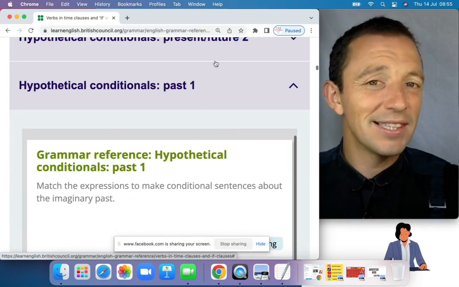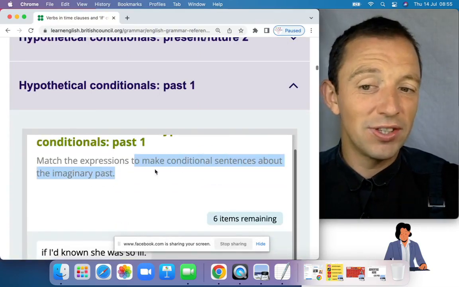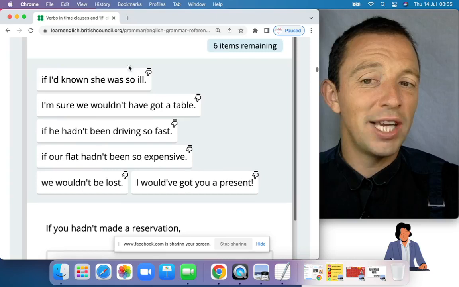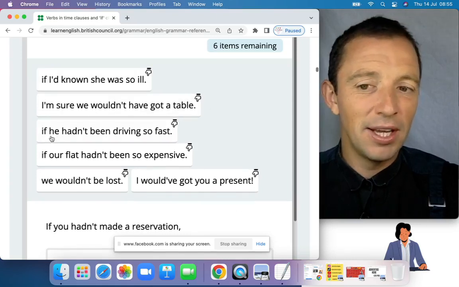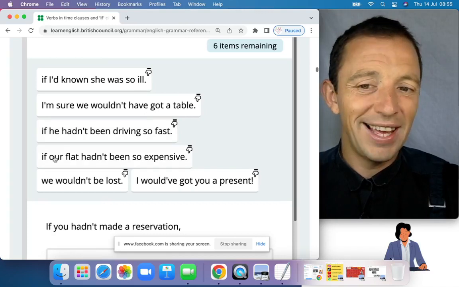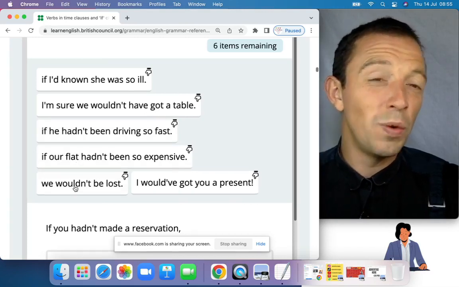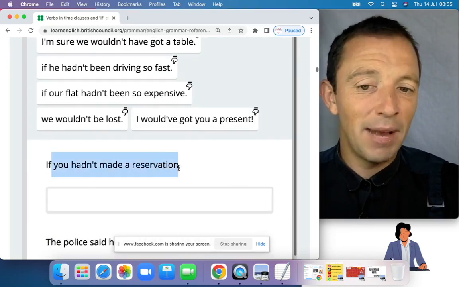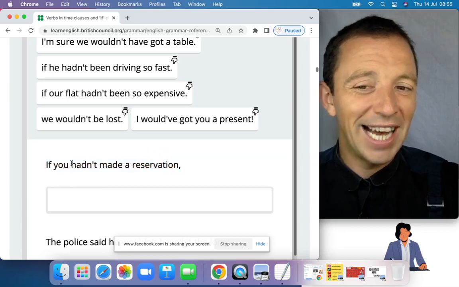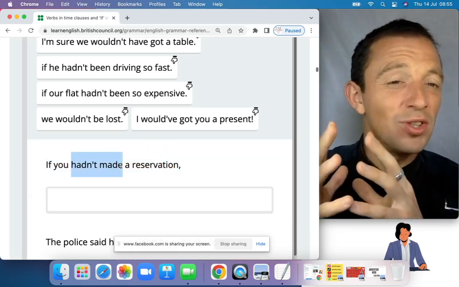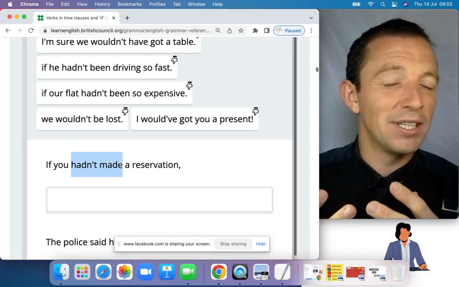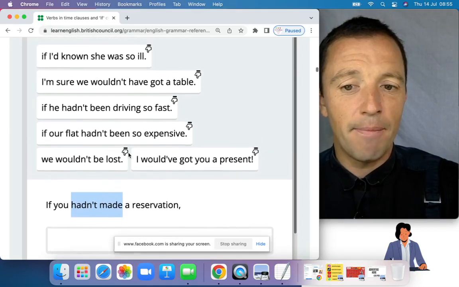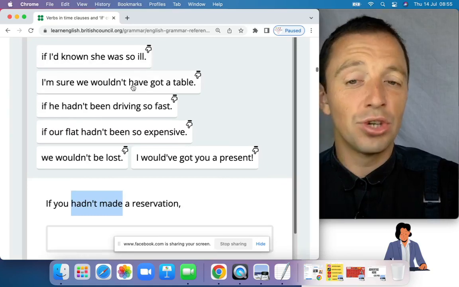Hypothetical conditionals in the past. So match the expressions to make conditional sentences about the imaginary hypothetical past. If I had known she was so ill, I'm sure we wouldn't have got a table. If he hadn't been driving so fast, if our flat hadn't been so expensive, we wouldn't be lost. I would have got you a present. If you hadn't made a reservation, this is the conditional clause and it's the past perfect, if you remember, to represent something that did not happen. So you did not make a reservation. If you hadn't made a reservation, context, I'm sure we would have got the table.